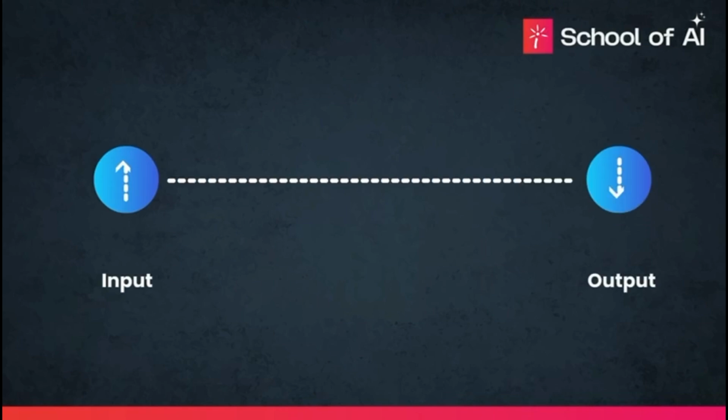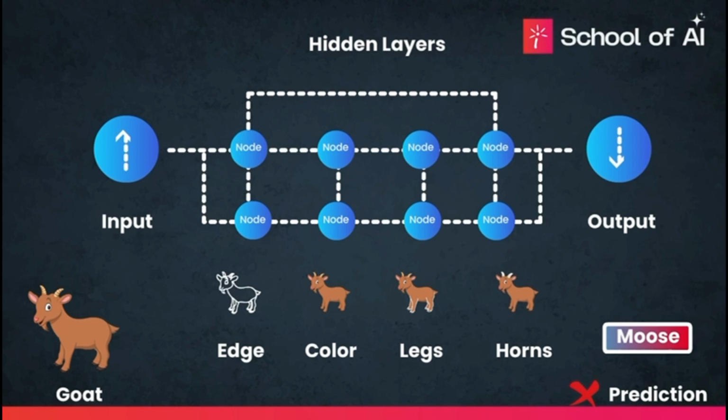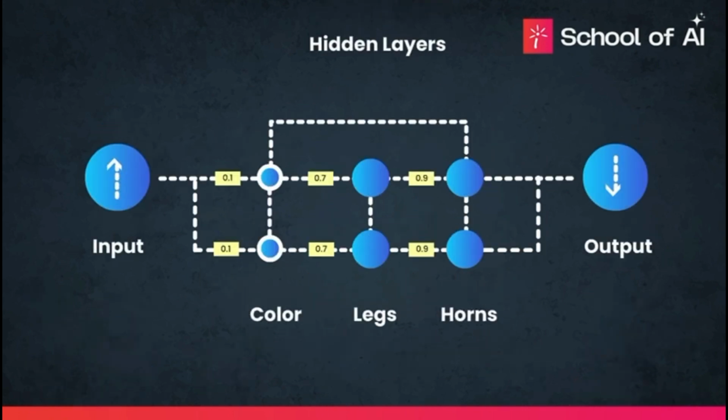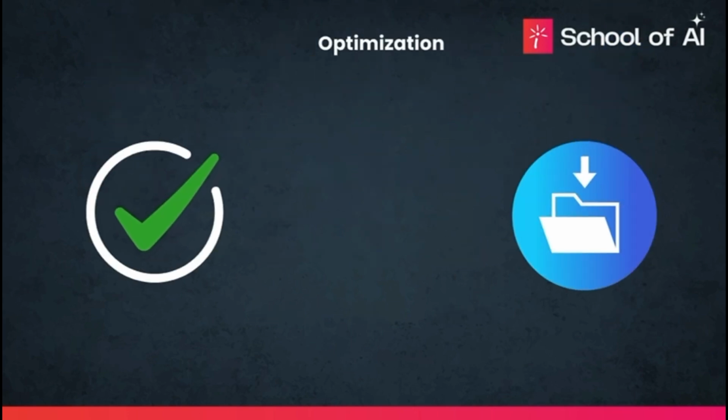But the real magic happens between the nodes. Sometimes the network gets it wrong. No worries. We adjust the weights. These are like invisible connections between nodes that determine how much influence each piece of information has. By tweaking these weights, we teach the network to get better. Over time, it becomes an expert at recognizing our images. This fine-tuning process is called optimization.